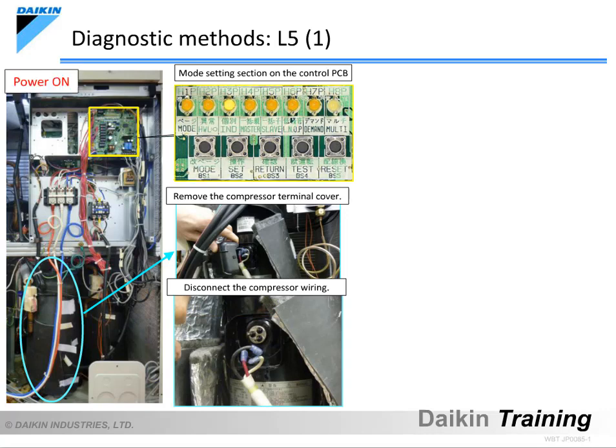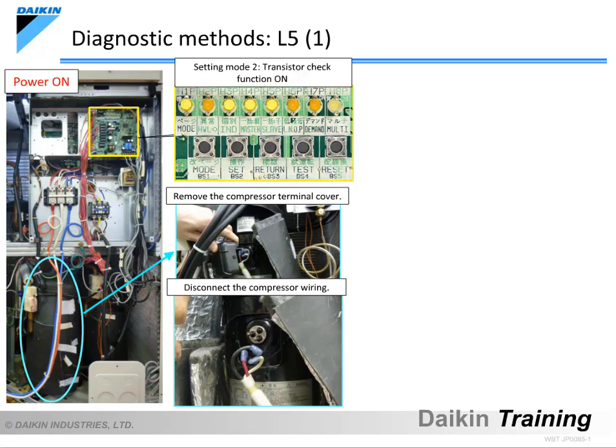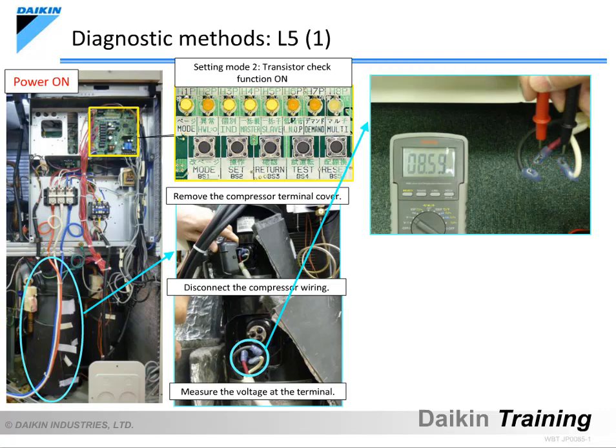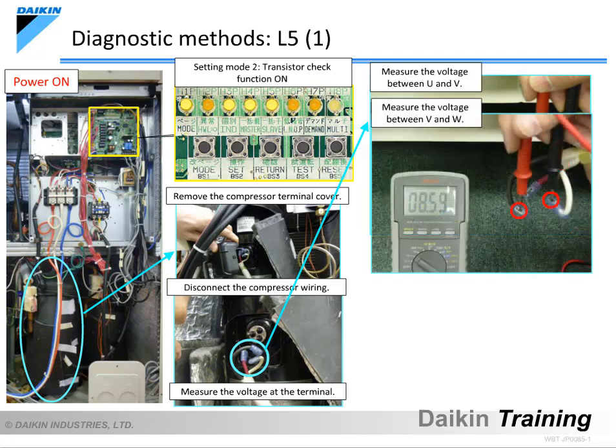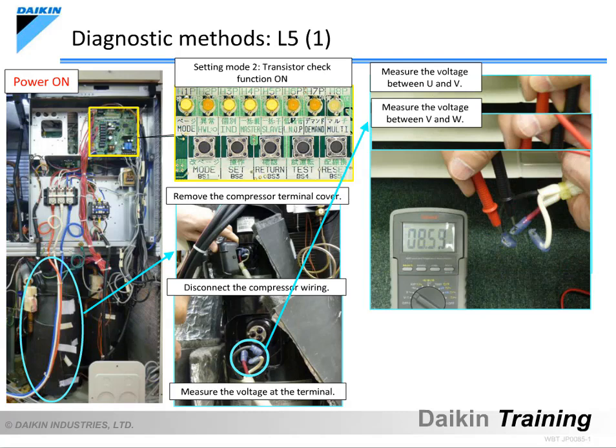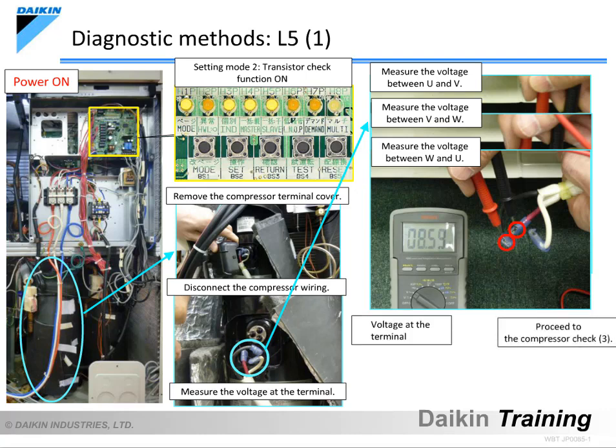Next, turn the power on, and when the outdoor unit becomes ready to operate, set the transistor check function to on using setting mode 2 of the control PCB. When the voltage is output from the wiring disconnected from the compressor terminal, measure the voltages between the phases at the respective terminals. If the voltages between the phases are the same, then there is no problem with the inverter PCB, and you may proceed to checking of the compressor.